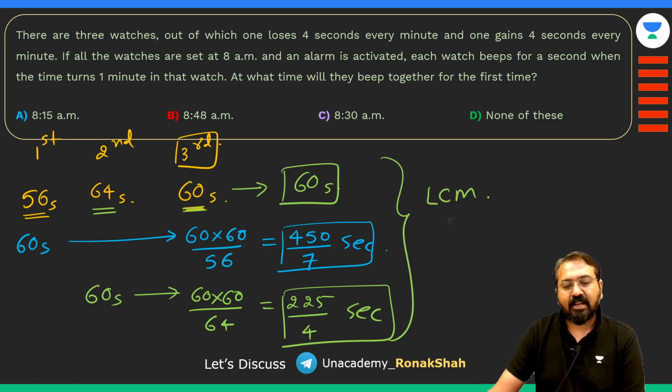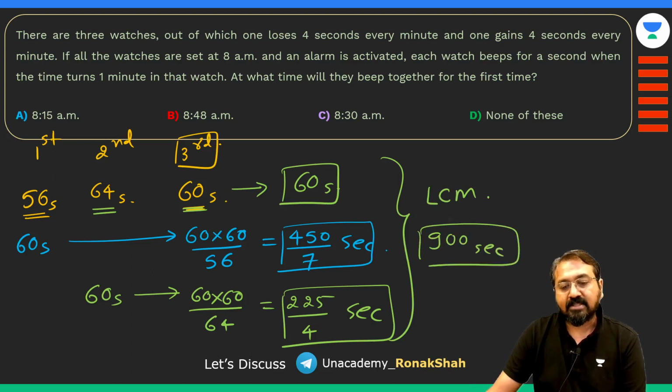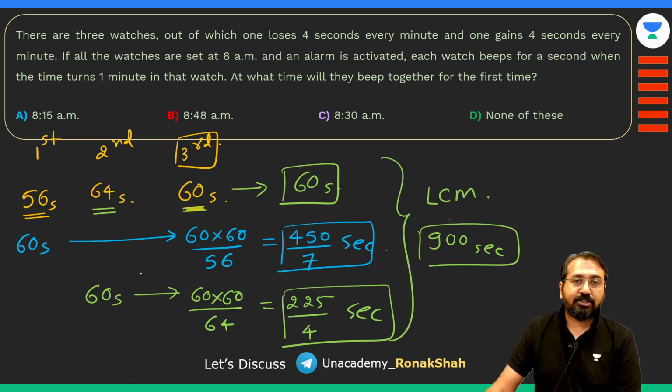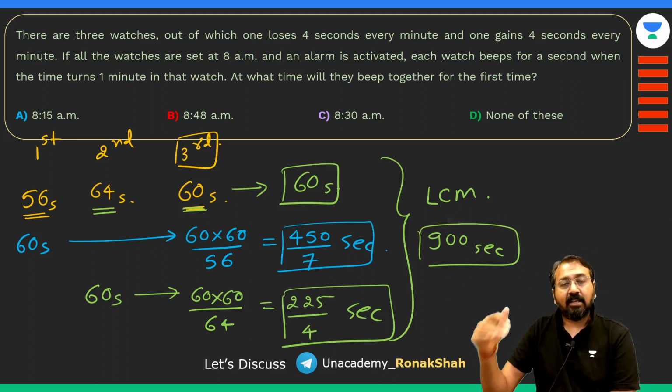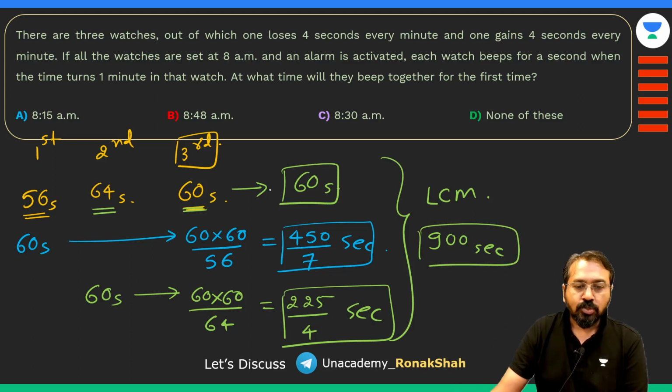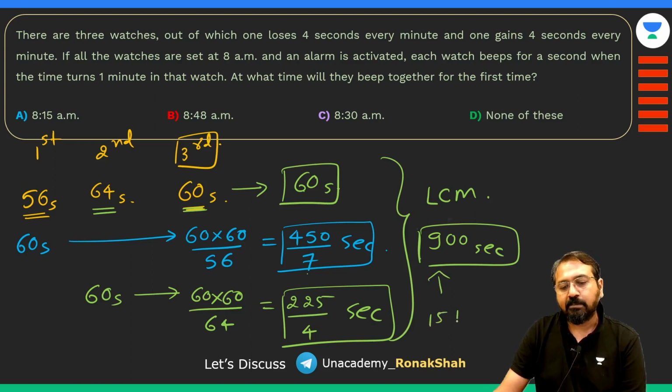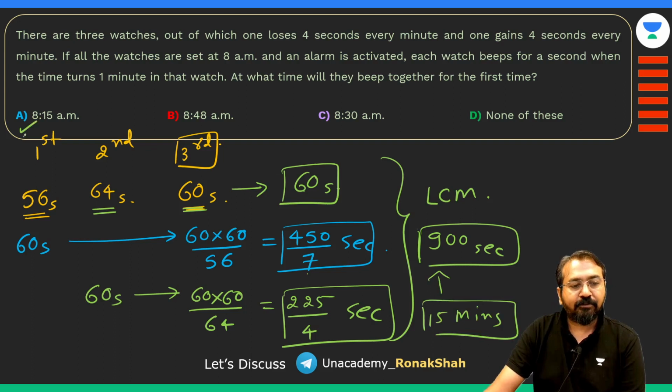If you just check the numbers, simply we can find the LCM as 900 seconds, because the LCM of fractions is the LCM of numerators divided by the HCF of denominators. So for 60, 450 and 225, the LCM is 900, and the denominators 7 and 4 are co-prime numbers, so the HCF has to be 1. So the final LCM will come out to be 900 seconds, which is nothing but 15 minutes. So all three watches will beep at 15 minutes past 8 a.m. So this should be your answer.